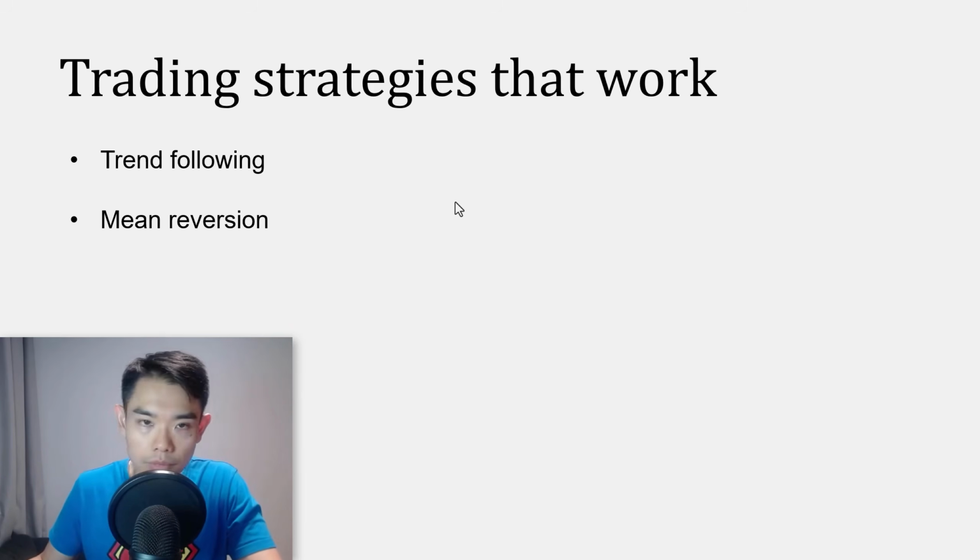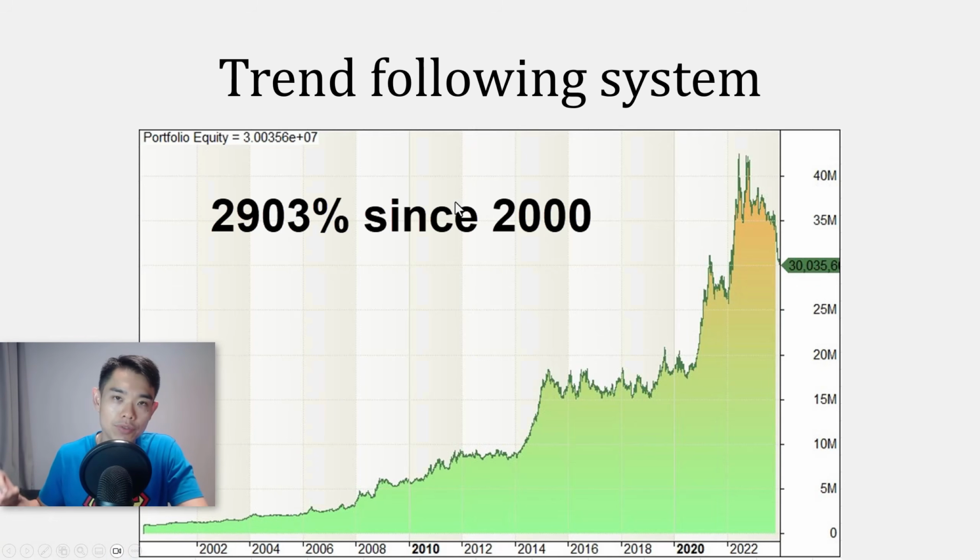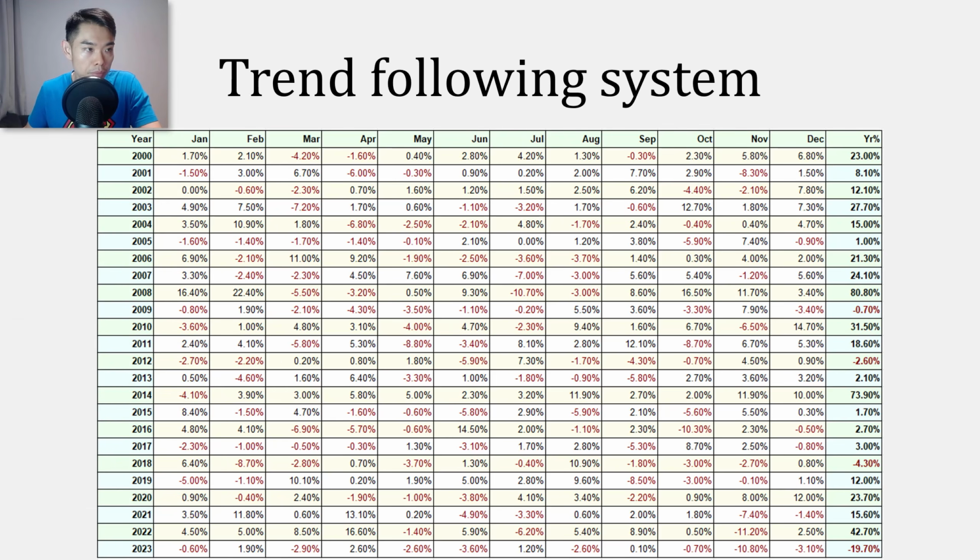So if you look at the results of this trading system, this is a trend following system. You can see that since 2000, it has generated about 2,900%. And if you break this trading system down to year-on-year and month-on-month results, you can see that over the last 24 years, we have a few losing years, notably in, I think this is 2009, this one is probably 2012 here, and 2023.